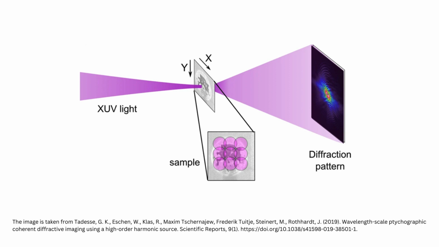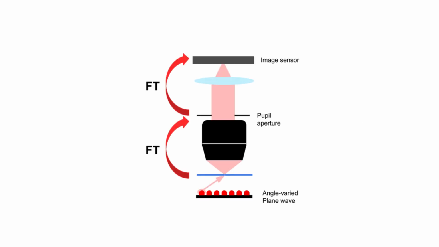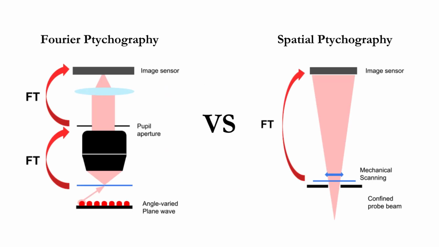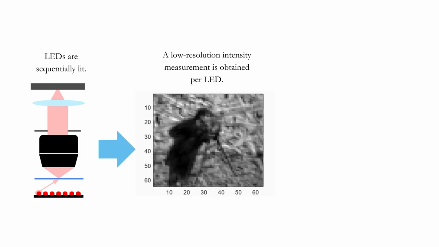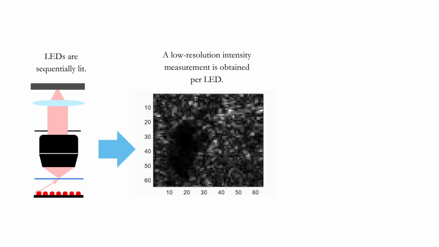image of the sample. Back to Fourier ptychography, it employs an LED array that illuminates the sample from various angles. It does not involve movement of the slide, and intensity measurements are captured. To simulate this, a complex object is prepared. Each oblique illumination contributes an intensity measurement.